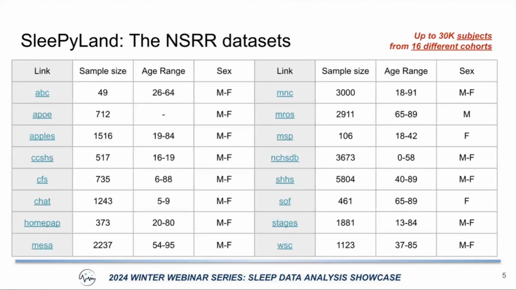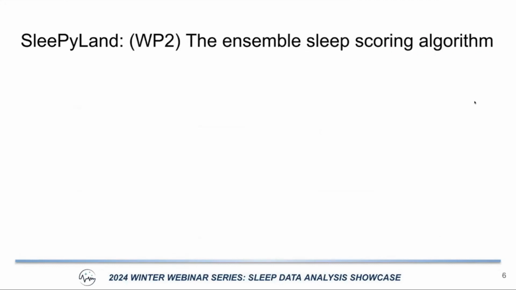These are the data sets that we're planning to exploit, the NSRR data sets. This is really a huge amount of knowledge and data that we can benefit from, because here we have up to 30K subjects from 16 different cohorts. And it will be really beneficial for the algorithms themselves because we can train on all this set of data that is really heterogeneous. Okay, I'm going to focus on the second part, the second work package.